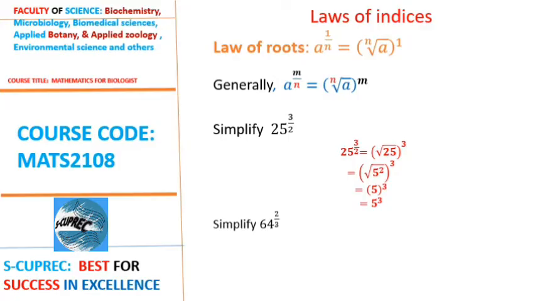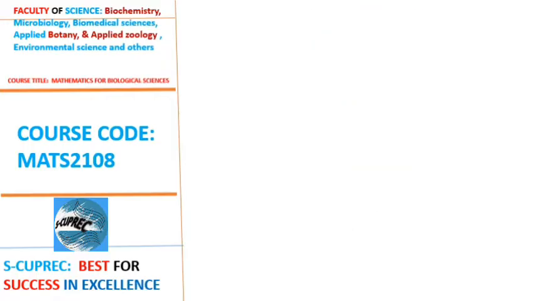Let's also simplify 64 raised to the power 2 on 3. 64 raised to the power 2 on 3 is the same as the cube root of 64, raised to the power 2. But what is the cube root of 64? 64 is the same as 4 raised to the power 3. The 3 goes away with the cube root sign, and we end up with 4. That simply means the cube root of 64 is 4. You can also punch it on your calculator and get the answer without stress. So we have 4 raised to the power 2, which is 4 squared, or 4 times 4, which is 16. Now let's go into another phase.